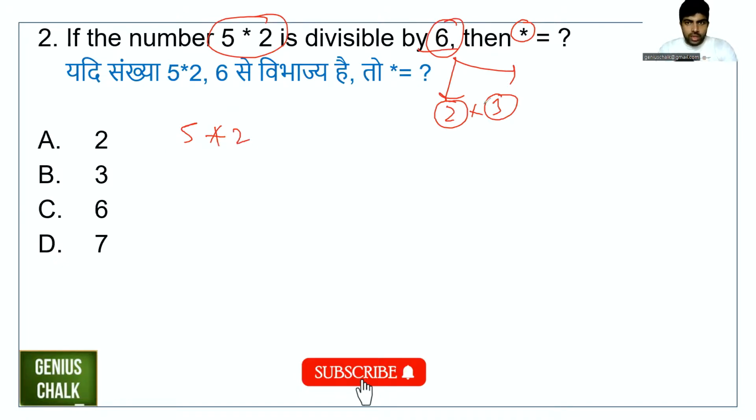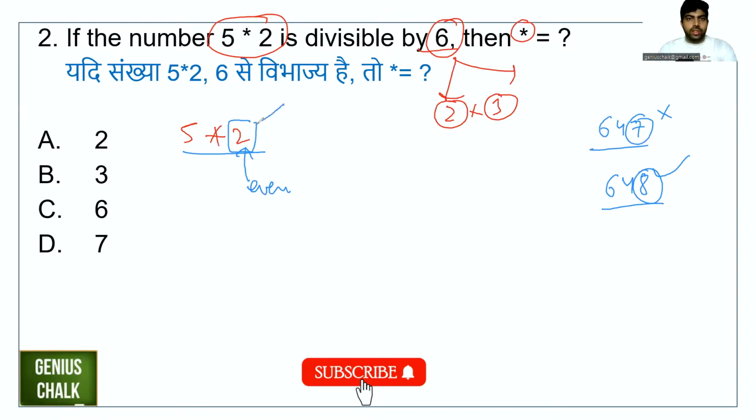Now you see, for divisibility of 2, we need to have the last digit of any number. Suppose I write 647, so it is not divisible by 2. Why? Because the last digit is not even. So for this we need to have 648. Now we can see this is even, so this number is divisible by 2. So similarly, if you see this number 5 star 2, 2 is the last digit where 2 is even, so I can say this number is divisible by 2.